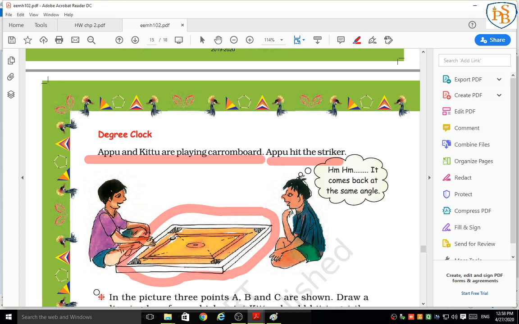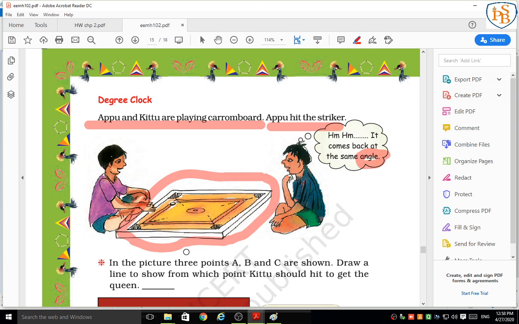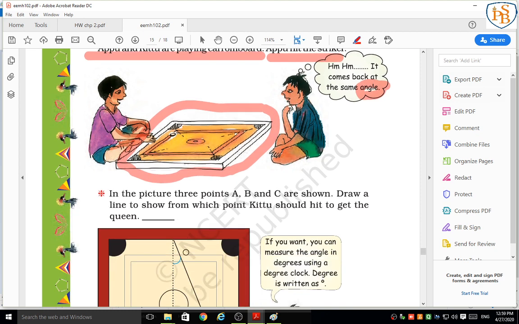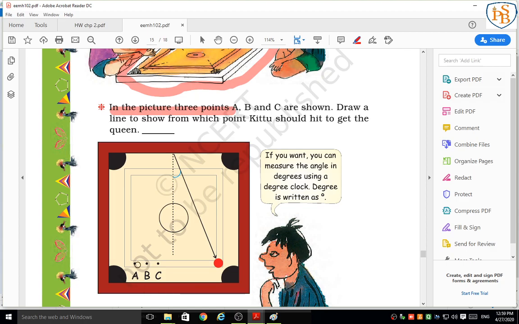Appu hit the striker, correct? Appu hit the striker. It comes back at the same angle. So here also we have our main topic, angle. Whenever we are playing carrom board also, we are using different types of angles. What are they? Just see. In this picture, 3 points A, B and C are shown over here. Draw a line to show from which point Kittu should hit to get the queen.